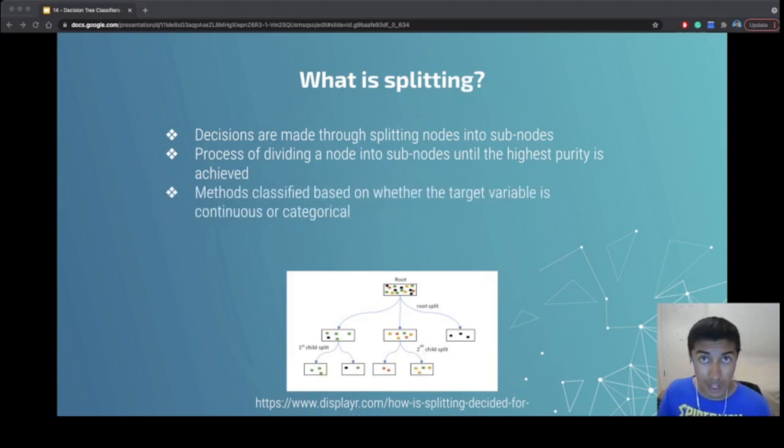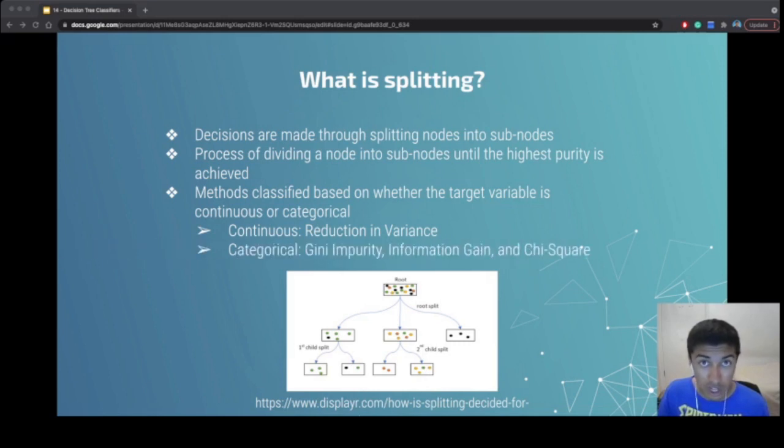Now, methods or techniques for splitting are classified based on whether the target variable is continuous or categorical. For example, if you are dealing with a regression problem, the target variable is continuous. In that case, when the target variable is continuous, one of the main methods you can use is reduction in variance. In contrast, when the target variable is categorical, there are many more options such as Gini impurity, information gain, and chi-squared.